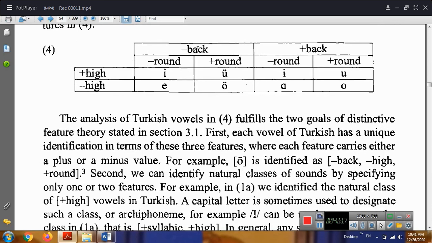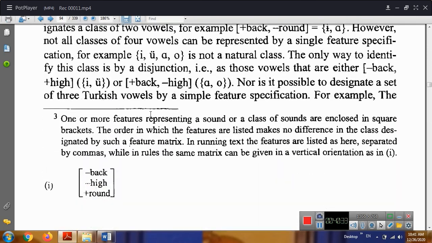Therefore, when for defining sounds we have just two distinctive features, we consider it a natural class because they are fewer than the features which are needed to separate the single vowel in that language.